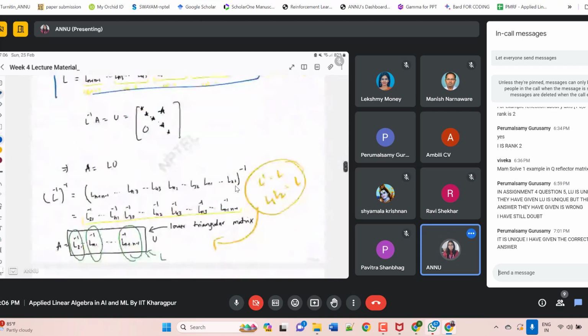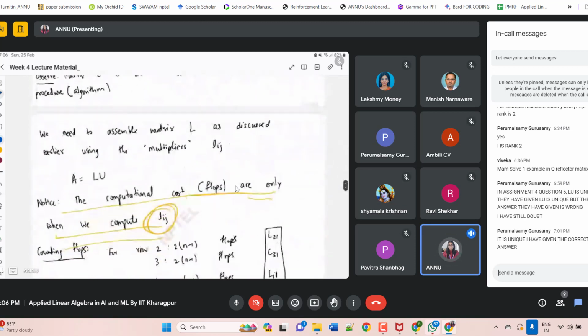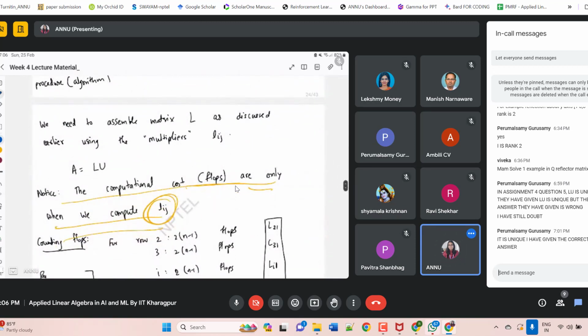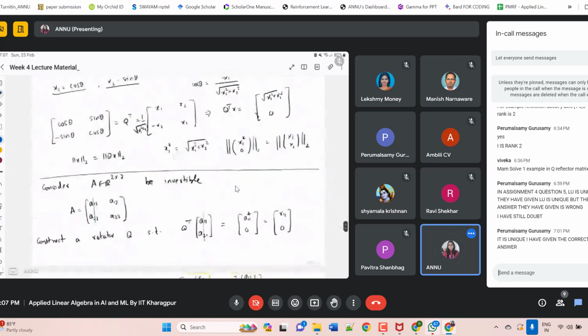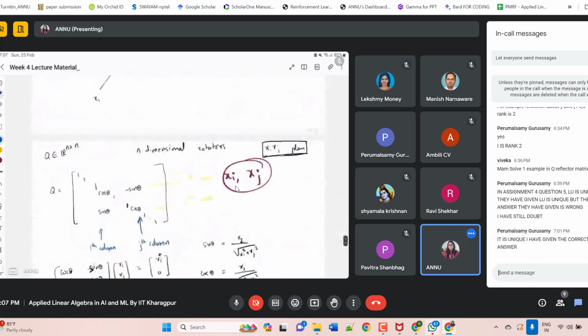This is very important to understand because you may expect one or two questions from LU decomposition and QR decomposition. So if the L matrix is asked, how will you calculate it? You just have to replace L21 with minus A21 divided by A11, L31 with minus A31 divided by A11. Similarly for the others.